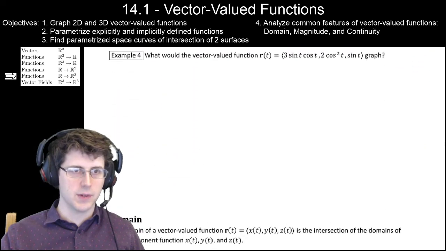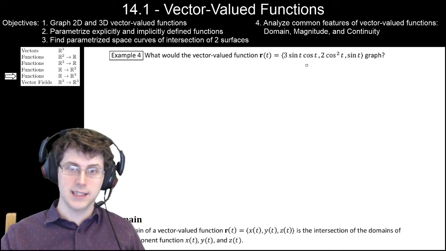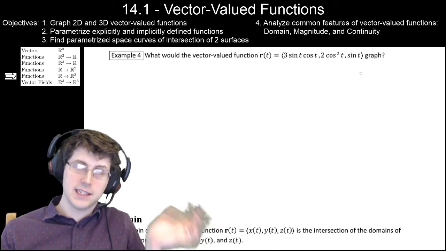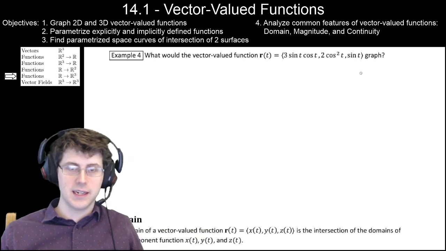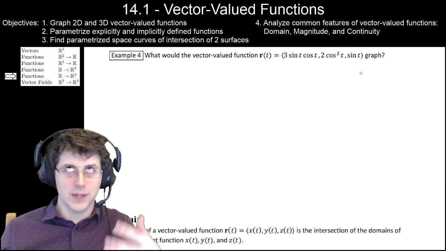Let's take a look at example 4. Example 4 says, what would the vector-valued function r of t equals 3 sine t cosine t, 2 cosine squared t, sine t graph? When you look at this, this isn't the kind of thing that you're supposed to look at and just say, oh, I know exactly what that is. That's not really the goal here.